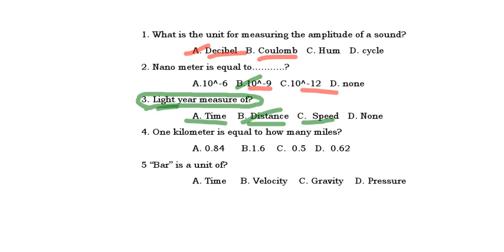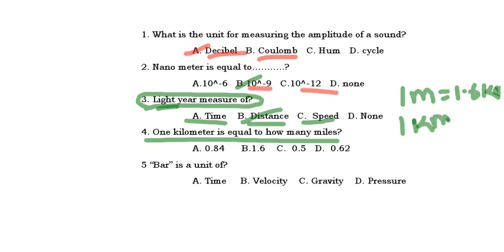Then kilometer is equal to... see guys, the relation between miles and kilometers you have to check. 1 mile is equal to 1.6 kilometers. So from that, 1 kilometer is equal to how many miles? 1 kilometer is equal to 1 by 1.6 miles. If you do the calculation, you will get 0.62 miles. See how I did the conversion: 1 mile is equal to 1.6 kilometers, and 1 kilometer is equal to 1 by 1.6 miles, which simplifies to 0.62 miles.